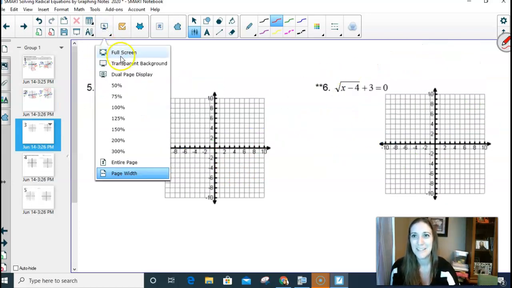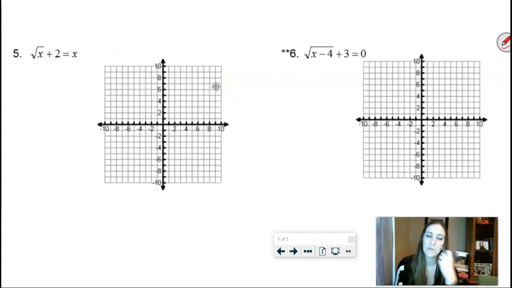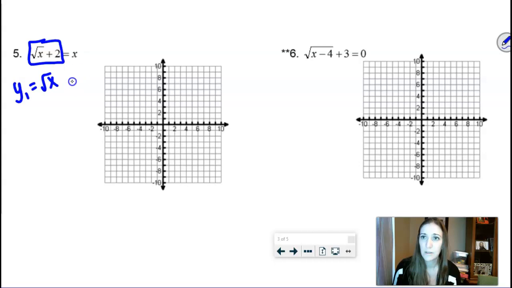All right, number 5. Let's take a look. Oh, last 2. The rest of it's homework for you, so I'm going to not do those, obviously. All right, so this one, be careful when you type this in. It's the square root of x plus 2, but the 2 is not inside of the square root. So make sure you type it that way. And then for y2, we're going to just type x.